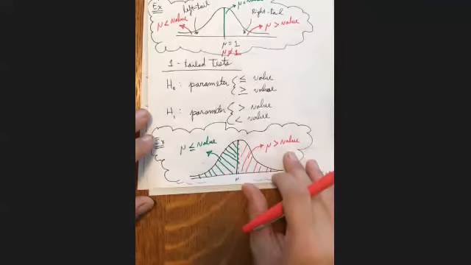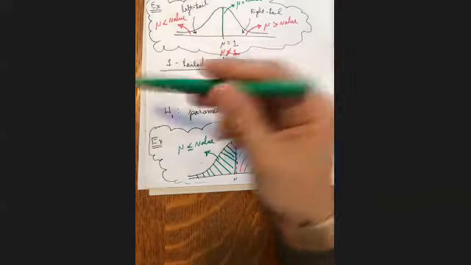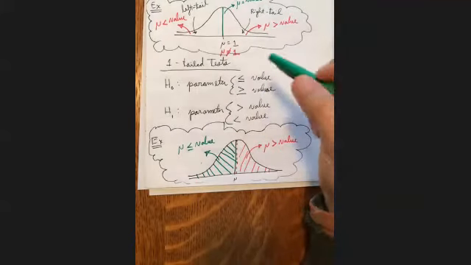Now, we could also make another flavor of claim, which is the purview of one-tailed tests.